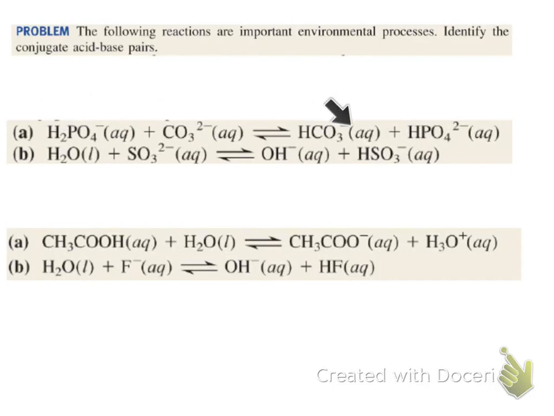H2PO4 minus becomes HPO4 2-, so it loses a proton. That makes it an acid, and this is its conjugate base. CO3 2- gains a proton, so it acts as a base, and HCO3- is its conjugate acid. And so go through and label these equations and then turn the video back on and check your work.